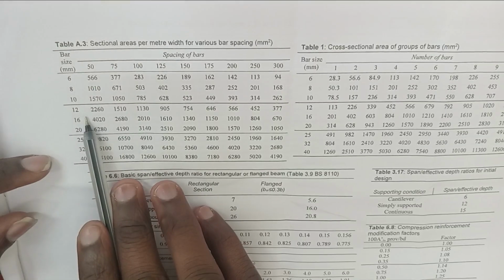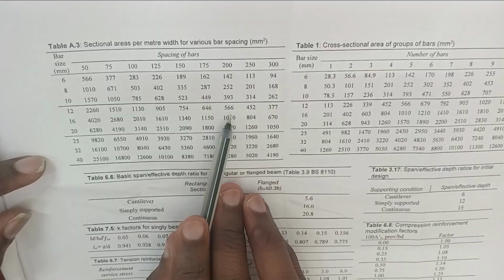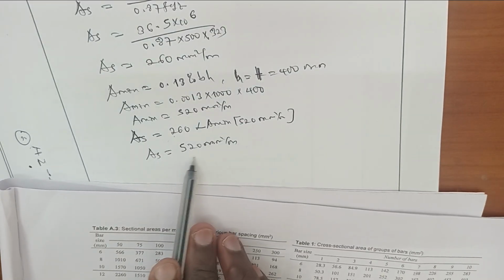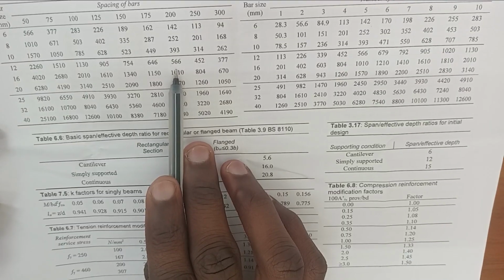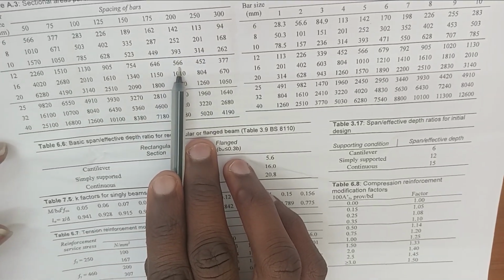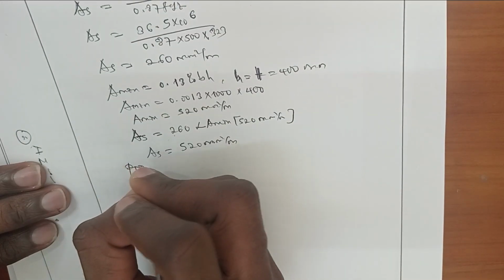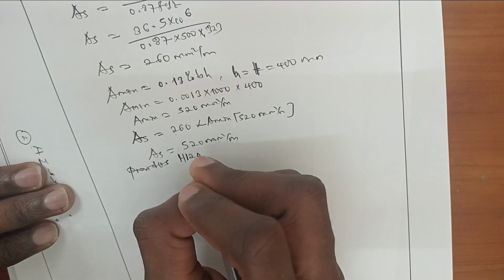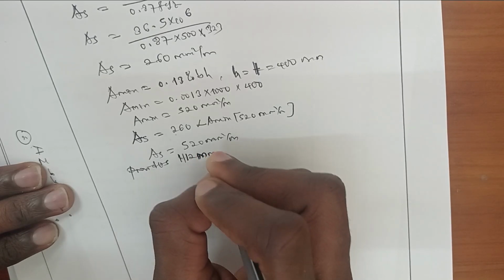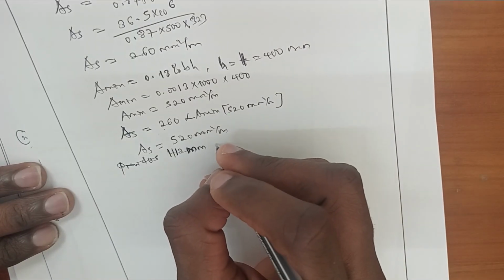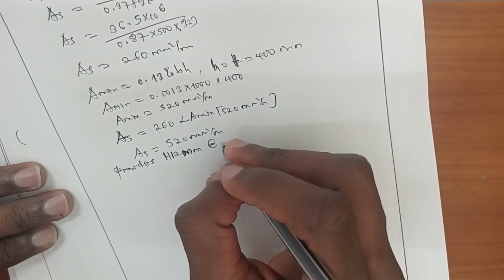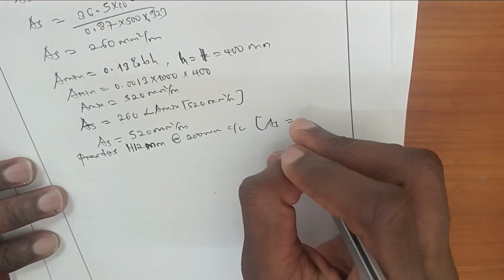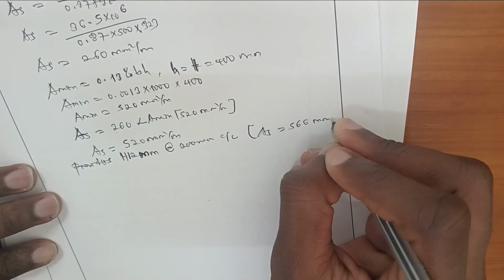Let's check for the diameter of 12. The maximum area beyond 520 millimeter square for the diameter of 12 is this one. So we provide high strength bars of 12 millimeter at a spacing of 200 millimeter center to center, which gives the area of 566 millimeter square per meter.